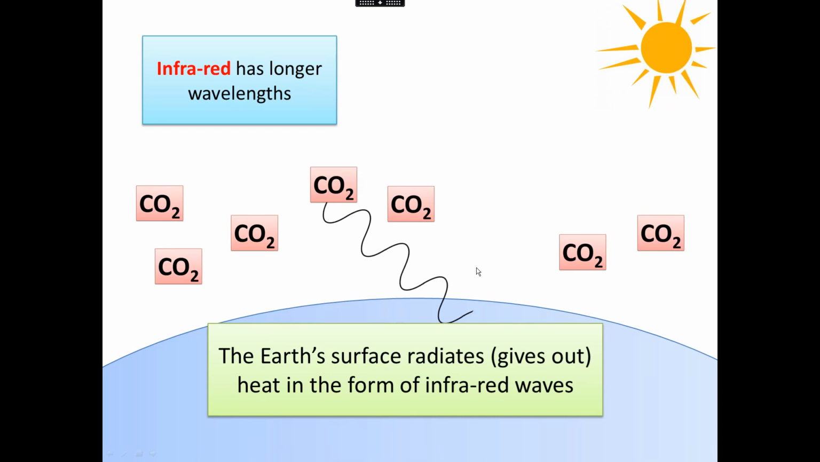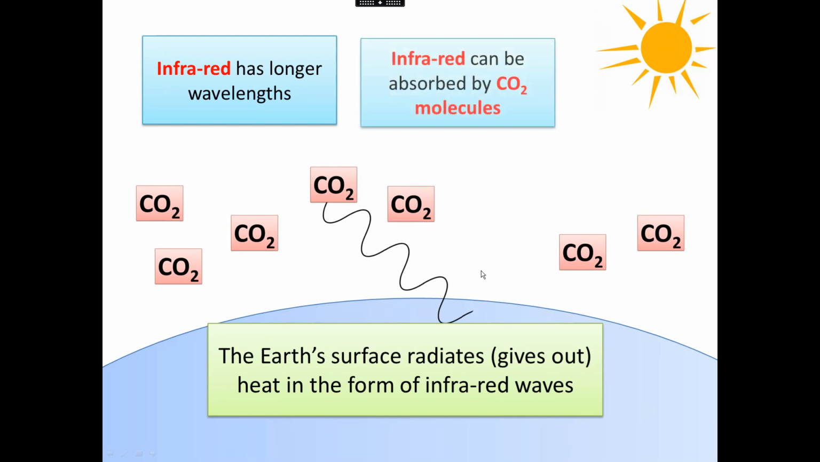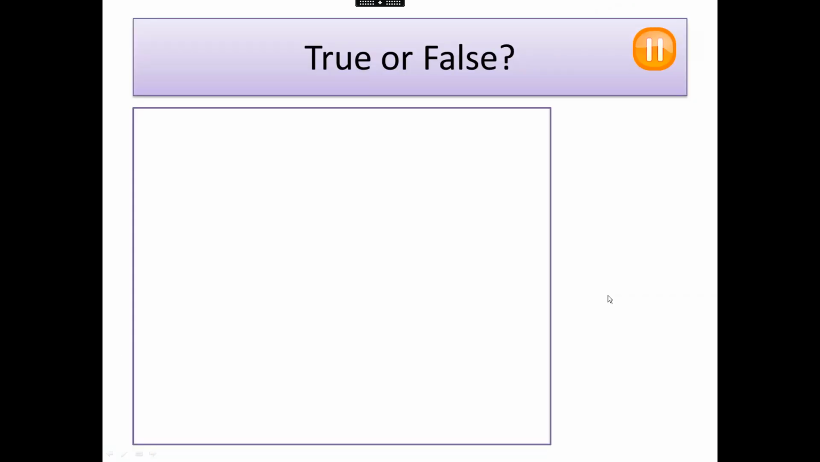Infrared waves have a longer wavelength. They do get absorbed by carbon dioxide. So the greenhouse gases actually trap the heat which is rising up from the Earth's surface because the Earth's surface is hot. So infrared can be absorbed by CO2 molecules because it absorbs longer wavelengths. Okay, a lot of information there.